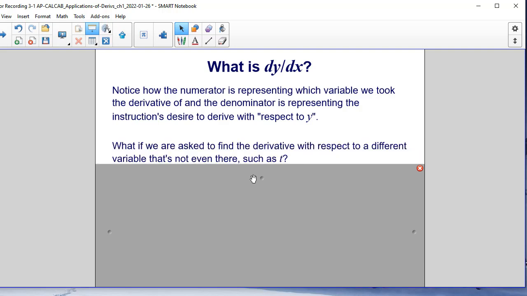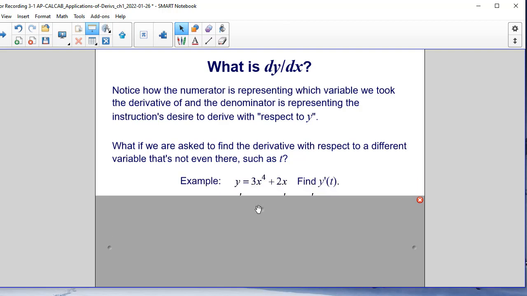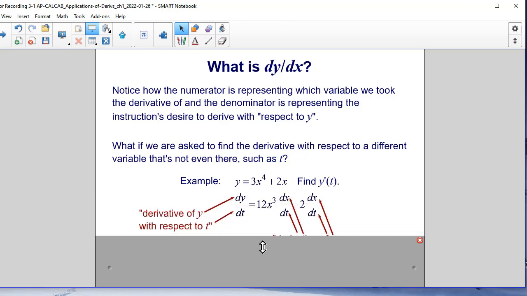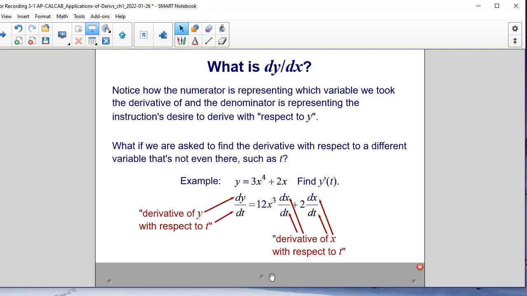We're going to go a step further now. What if we were asked to find the derivative with respect to a different variable that's not even there, such as t? We're going to go back to our example. y is equal to 3x to the fourth power plus 2x, and we want to find y prime of t. So what we do is we differentiate each term with respect to t.